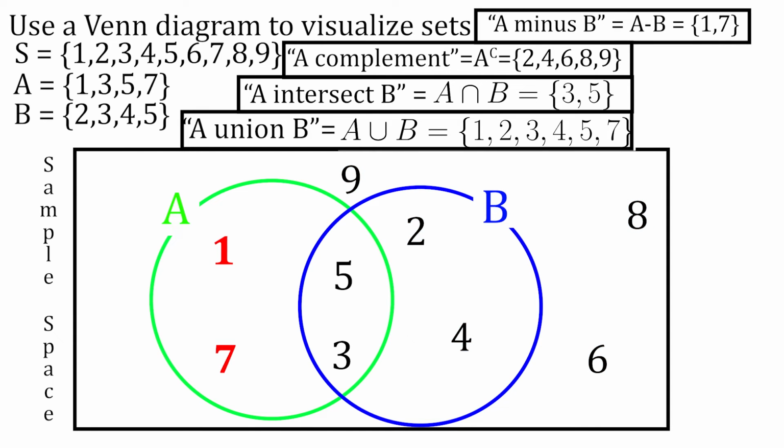The set difference of A and B is the elements in A that are not in B. This is written as A minus B. You can also say "A minus B" instead of saying the set difference of A and B, but some people will say the set difference, so you should know that that means the same thing. Here, A minus B is 1, 7, and in the Venn diagram, this is elements only in the green circle and not in the blue circle.